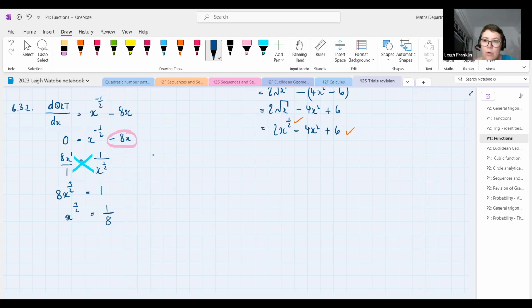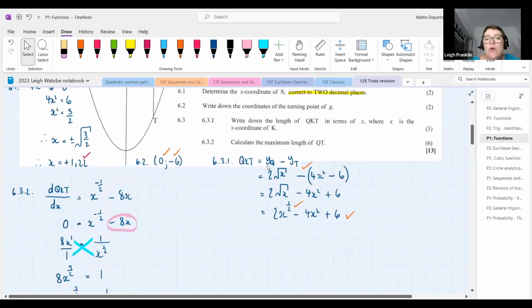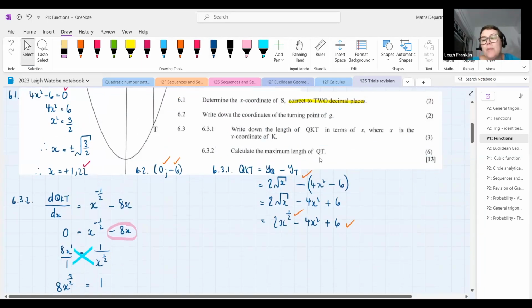So basically, this rule applies if we're going to find the maximum length. Yes, because what we're trying to do is find the x coordinate at which the maximum occurs. And then once we know the x coordinate at which the maximum occurs, we can take that x and go and sub it into our expression for QKT that we had from 6.3.1.